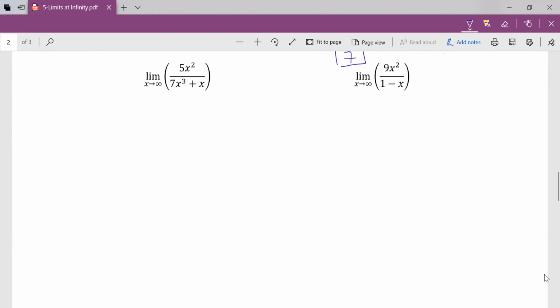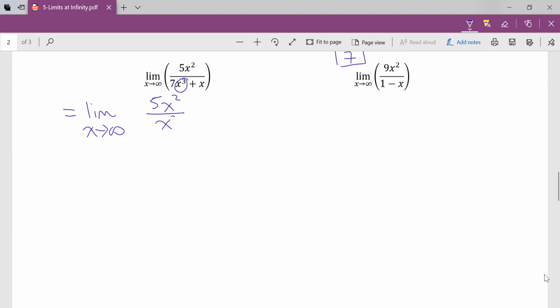I look at this next one here, limit as x goes to infinity of 5x squared divided by 7x cubed plus x. I can't really substitute infinity. It doesn't make sense. So what I'm going to do is divide everything by the highest power in the denominator.